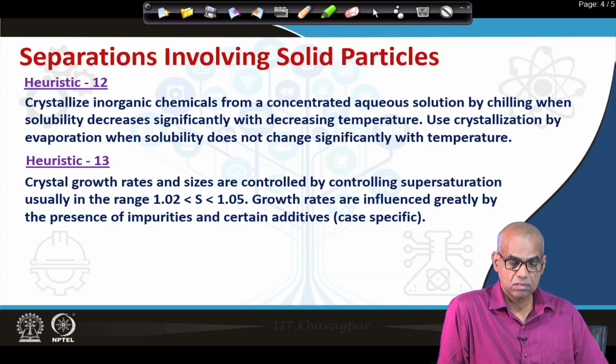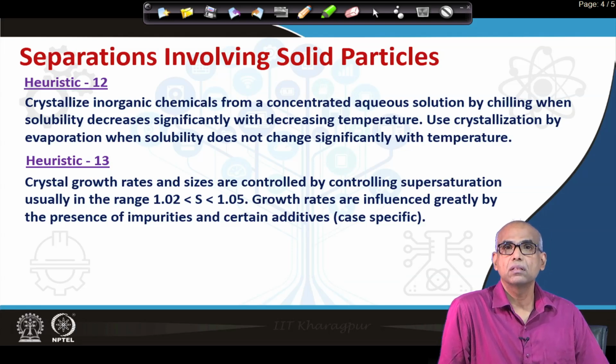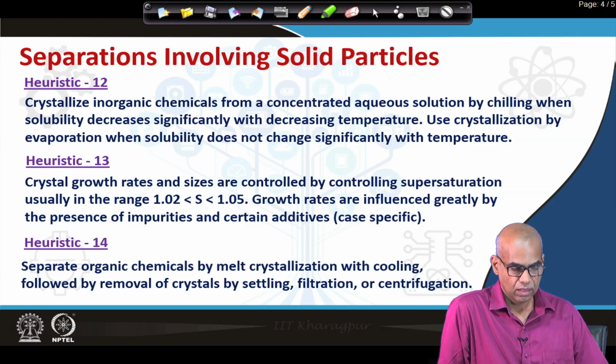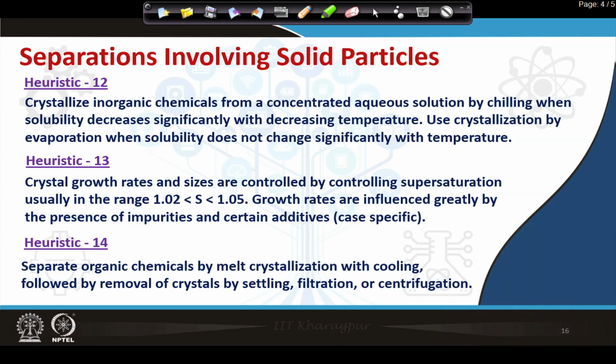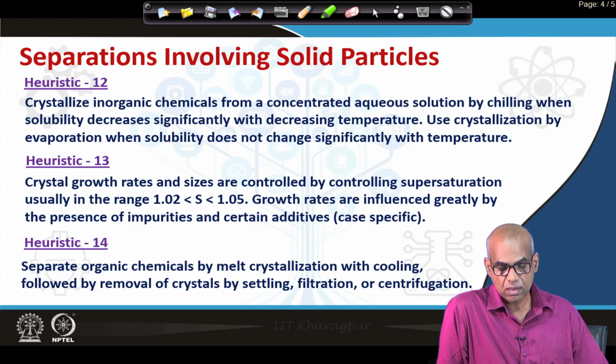So, impurities in very small quantity have a very strong effect on the growth rate, and if you can influence the growth rate of various phases of a crystal, you can influence the shape of the crystals as well. However, the same set of impurity will not modify the growth rates of all crystals. So, these are case specific. Heuristic 14, separate organic chemicals by melt crystallization with cooling, followed by removal of crystals by settling, filtration or centrifugation.